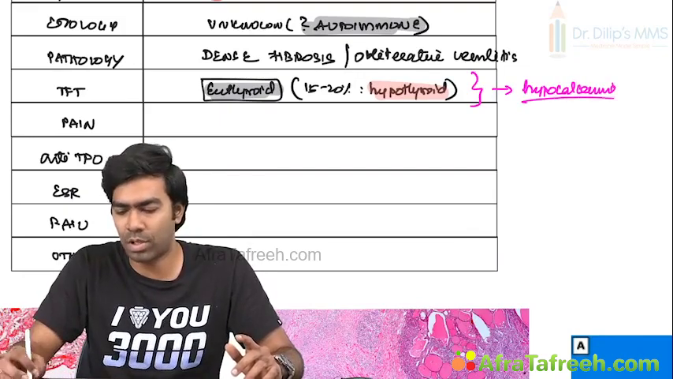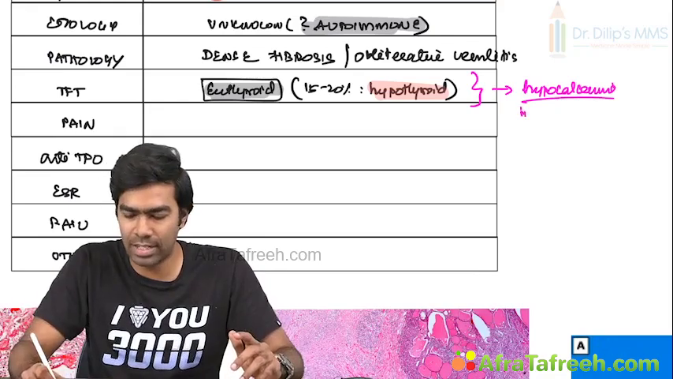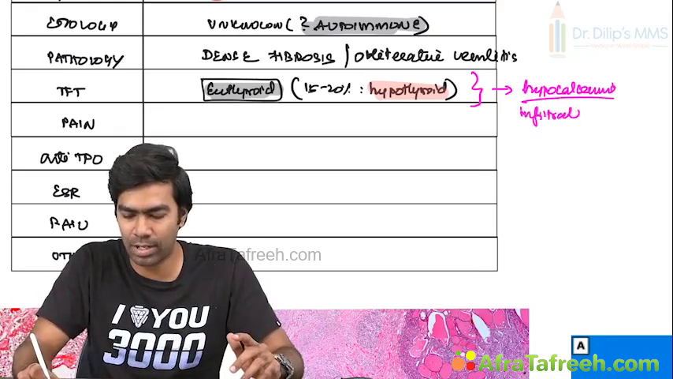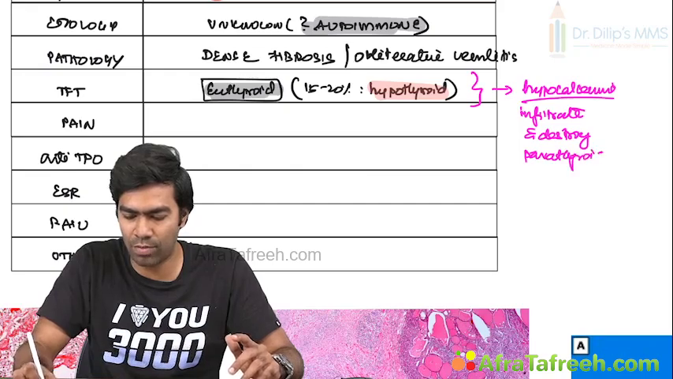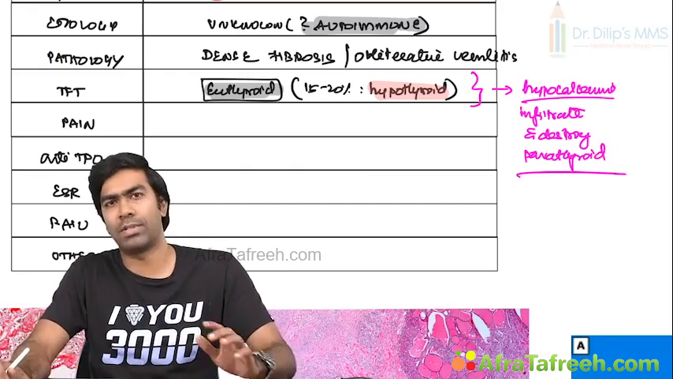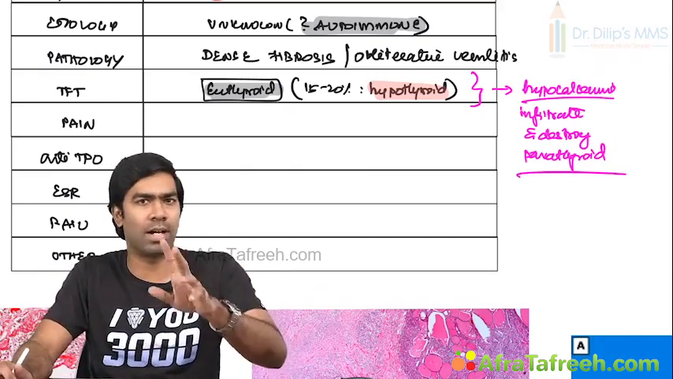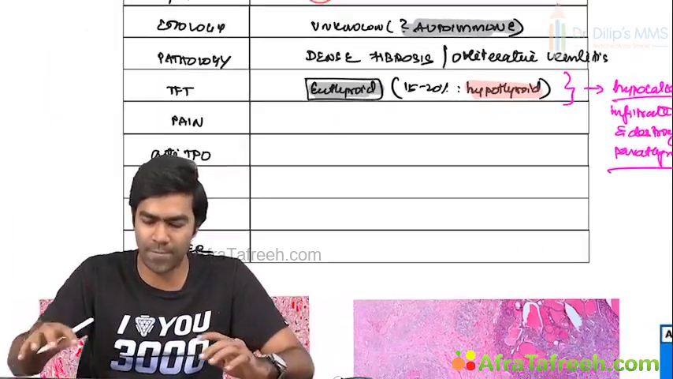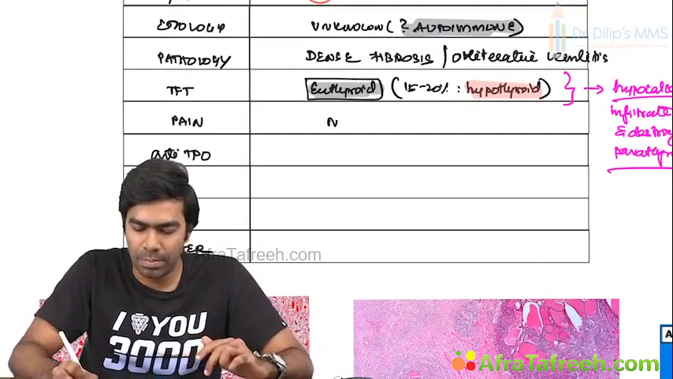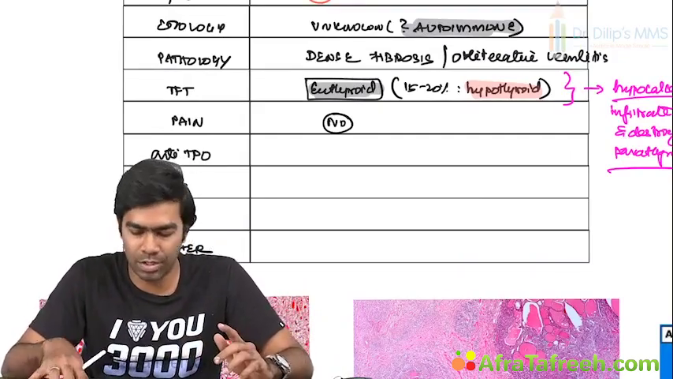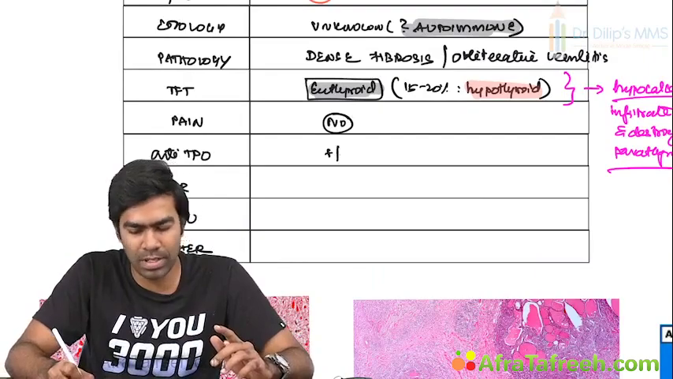Why hypocalcemia? Because this is an infiltrating disease. They can infiltrate and destroy the parathyroid gland. So that is the reason why a handful of patients may come with hypocalcemia. That's why thyroiditis with hypocalcemia, the answer is Riedel's thyroiditis. Very important key point in exams. Pain, definitely no, it's a painless condition. Antibodies, maybe yes, maybe no.